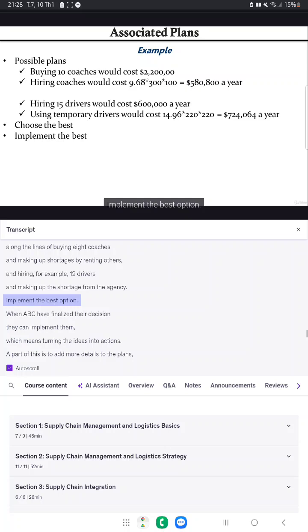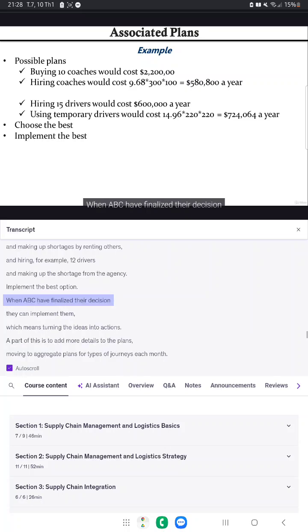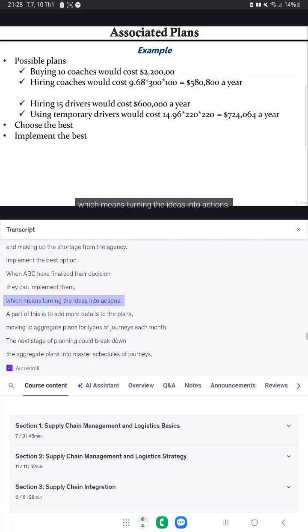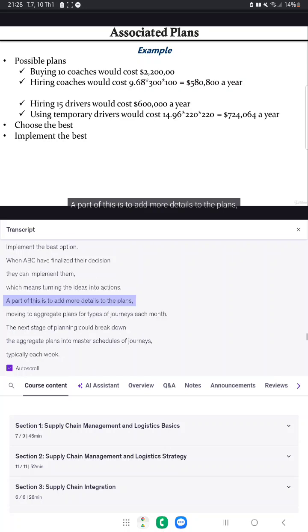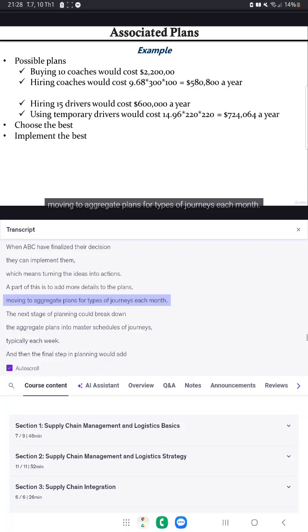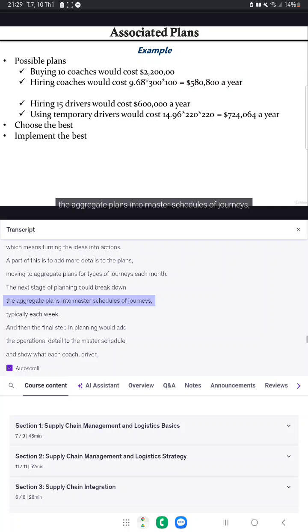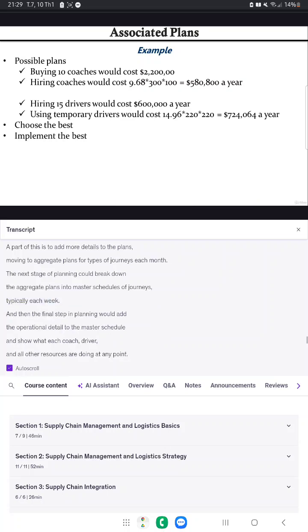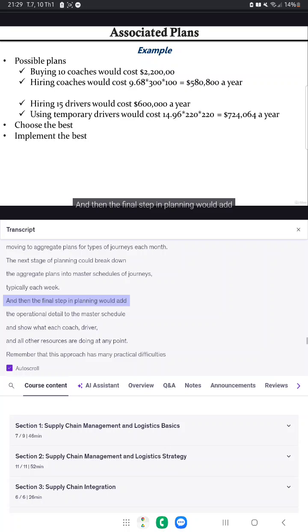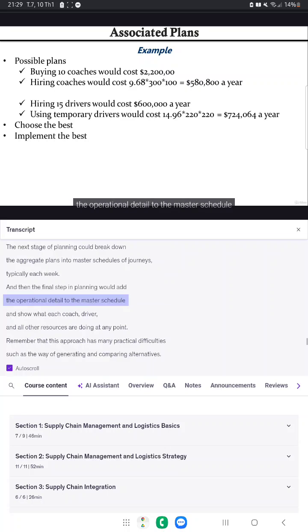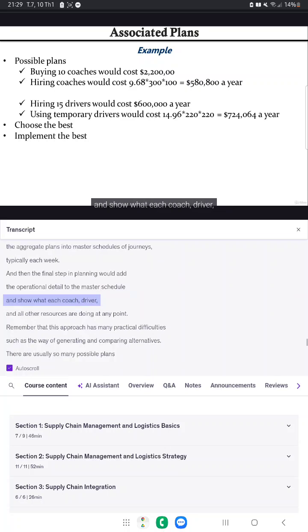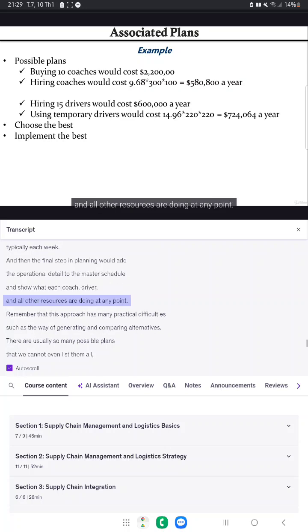Implement the best option. When ABC have finalized their decision, they can implement them, which means turning the ideas into actions. A part of this is to add more details to the plans, moving to aggregate plans for types of journeys each month. The next stage of planning would break down the aggregate plans into master schedules of journeys, typically each week. And then the final step in planning would add the operational detail to the master schedule and show what each coach, driver, and all other resources are doing at any point.